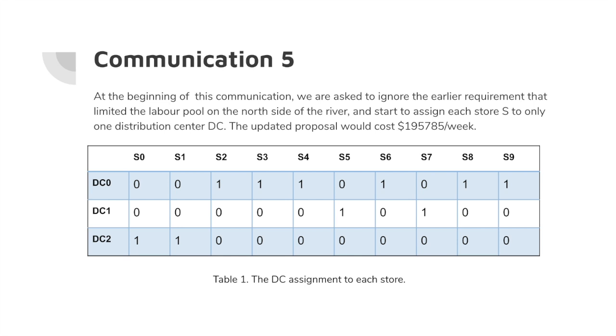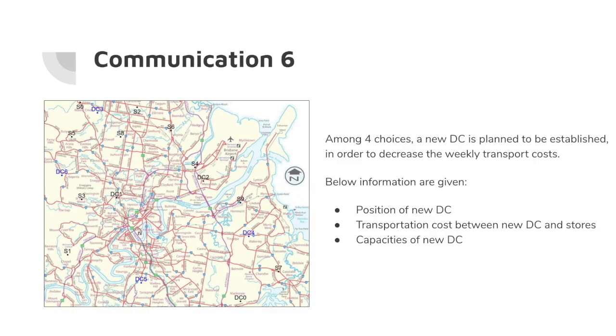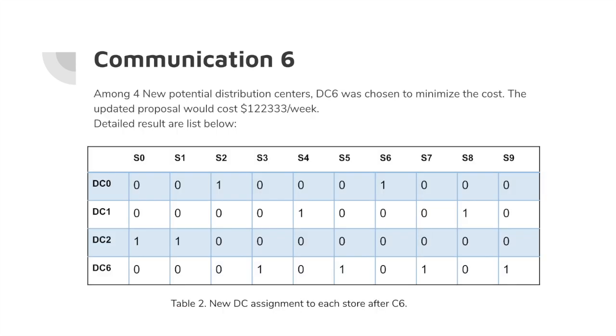While in Communication 6, the challenge we face is that there are 4 new distribution centers, and we are trying to pick one DC out of 4 to minimize the cost. After comparing the transportation cost and capacity, Distribution Center 6 is our final choice, as well as the new proposal, which decreased to $122,333 per week.